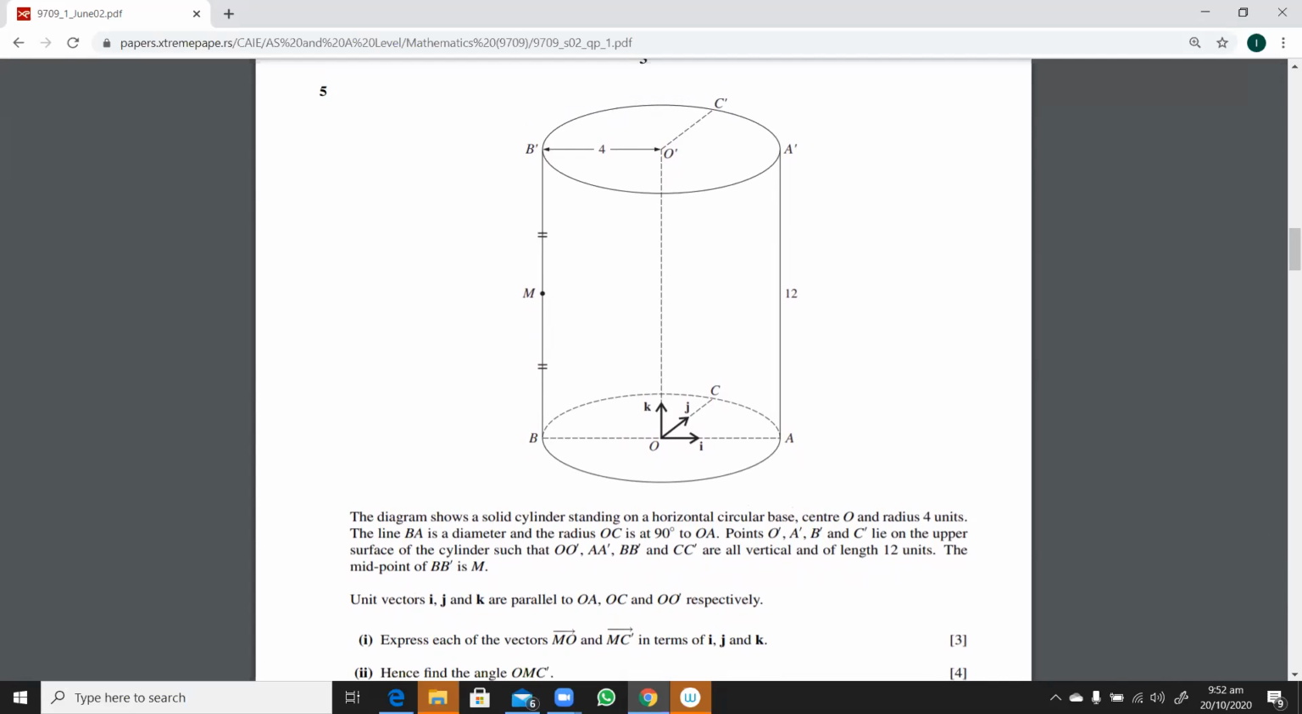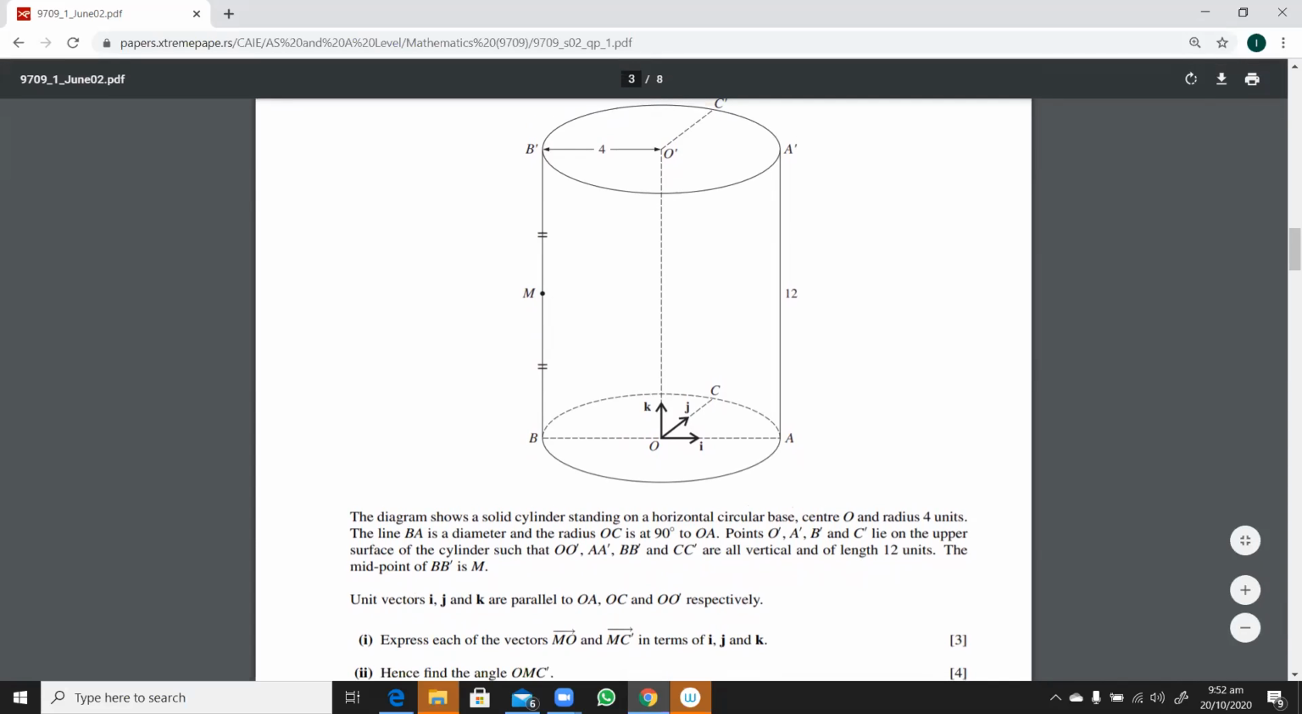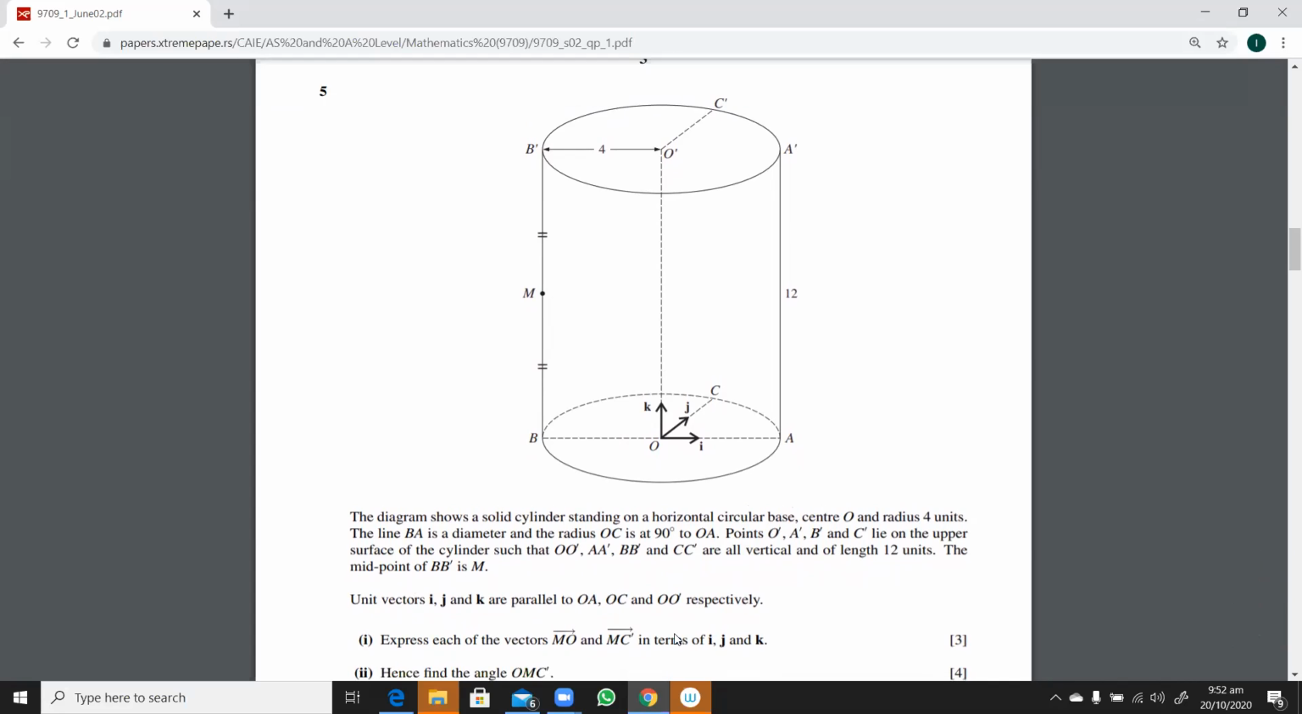Now, I'm going to read out this question here. It says the diagram shows a solid cylinder standing on a horizontal circular base, centre O and radius 4 units. The line BA is a diameter and the radius OC is at 90 degrees to OA. Points O', A', B', and C' lie on the upper surface of the cylinder, such that OO', AA', BB' and CC' are all vertical and of length 12. The midpoint of BB' is M.